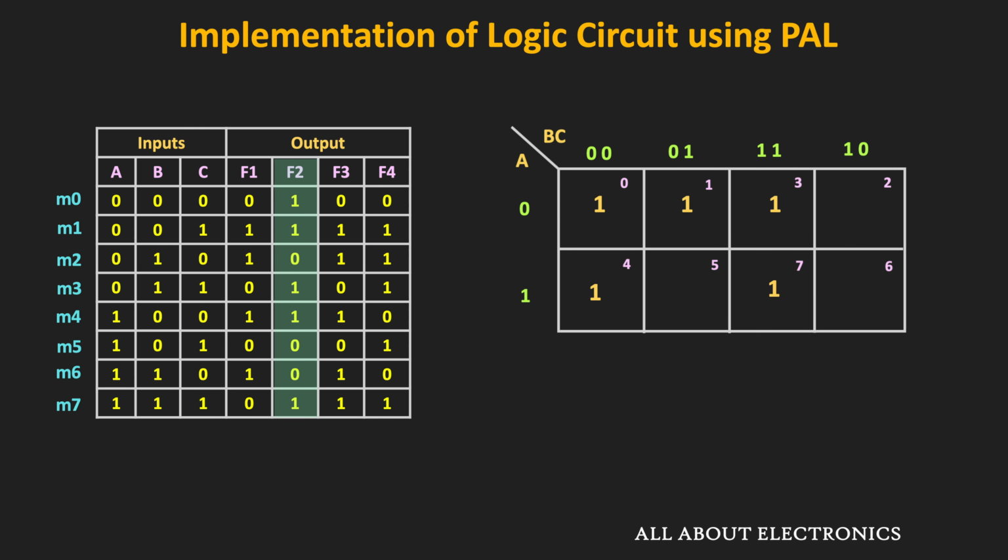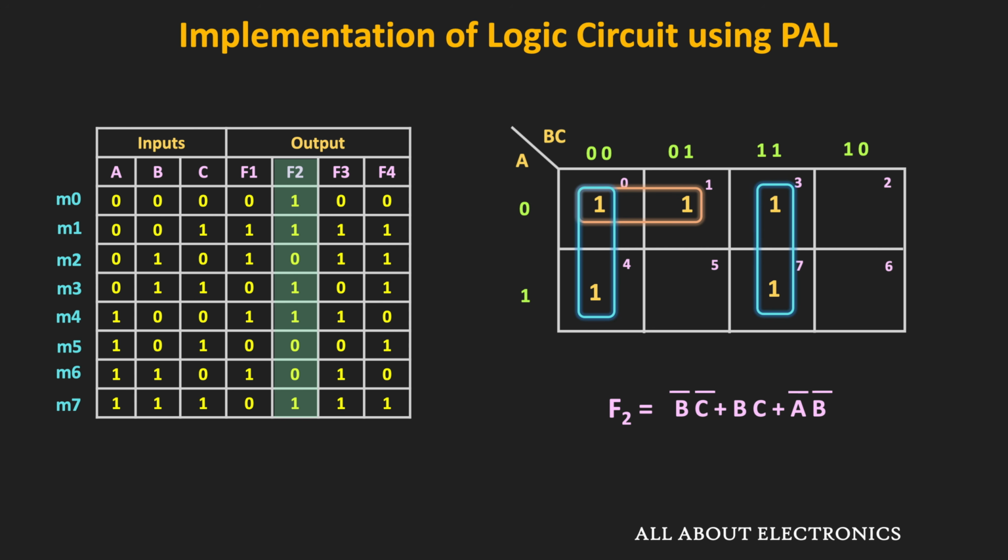So here, we can combine this minterm M3 and the M7, and likewise, we can combine the minterm M0 and the M1. And similarly, we can make the group of this minterm M0 and the M4. So by making these 3 groups, it is possible to cover all the minterms. And based on these 3 groups, this is the minimized expression for this output F2.